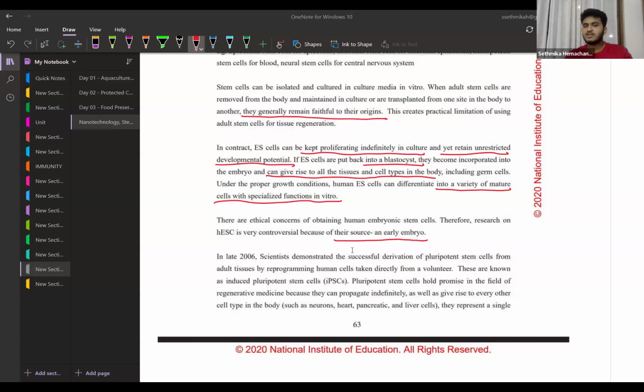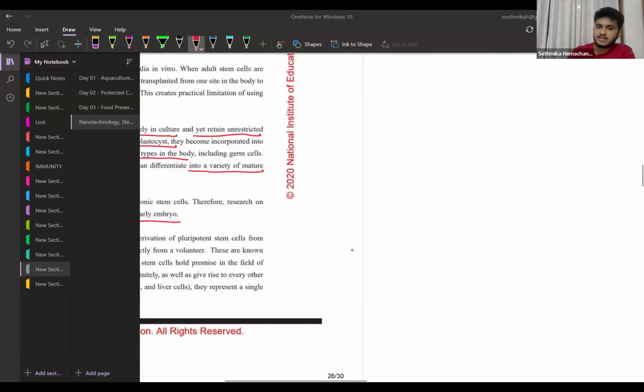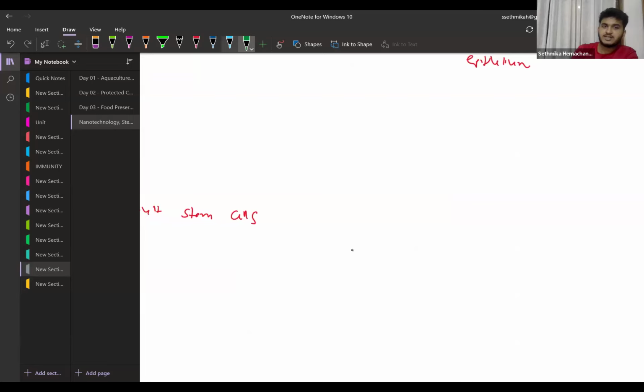And it's very controversial. So what the scientists did was they took adult stem cells, right? They took adult stem cells, and they genetically altered these adult stem cells and reprogrammed them so that they become embryonic stem cells, or so that they can produce a number of different stem cells.